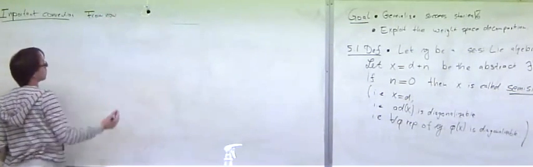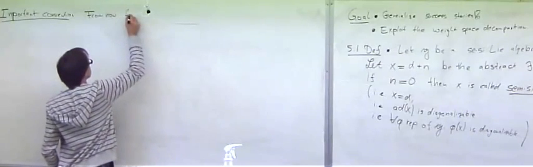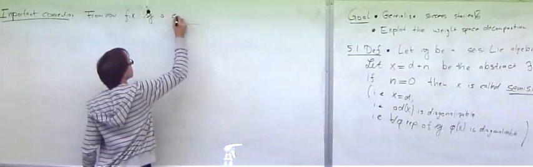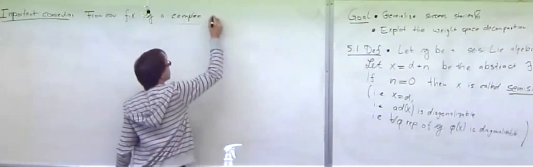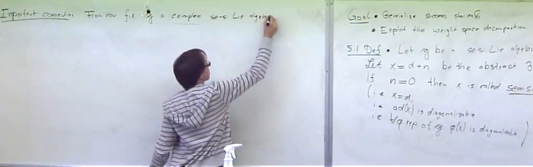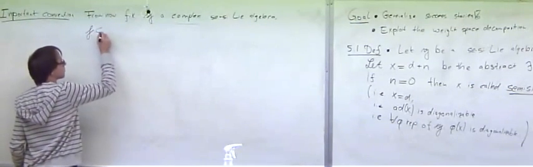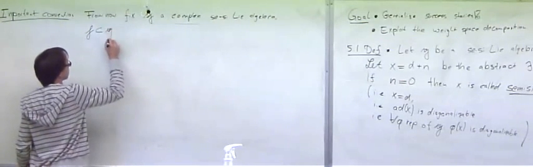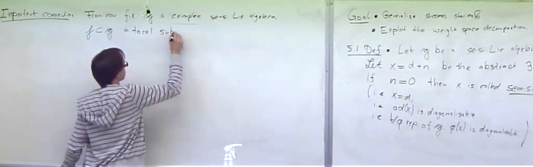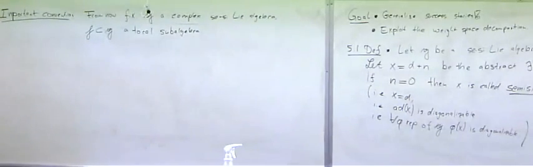So from now, say for the rest of the chapter, or maybe for the rest of the lecture, we fix G a complex semi-simple Lie algebra, and H a toral subalgebra.